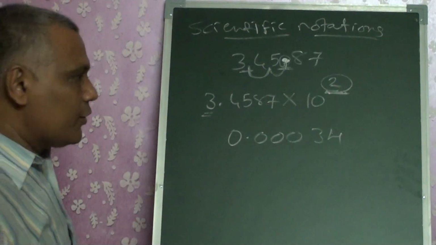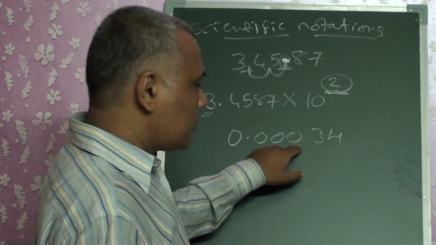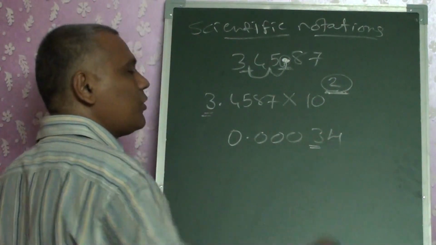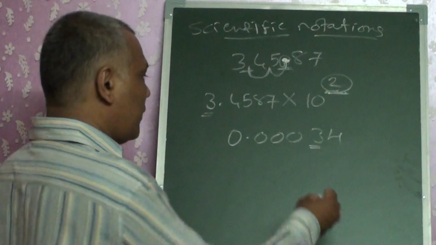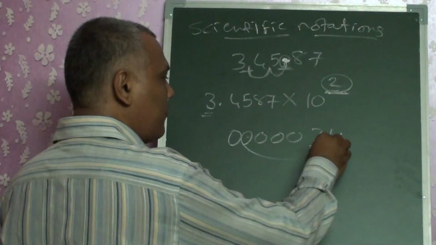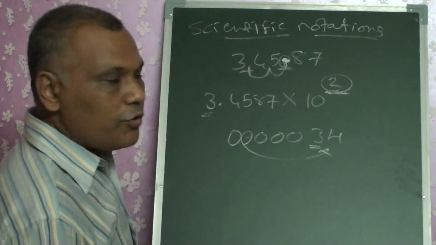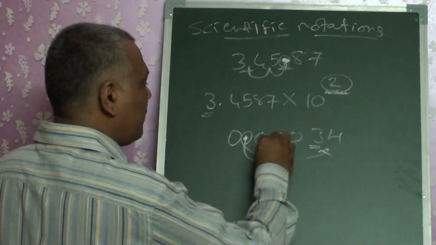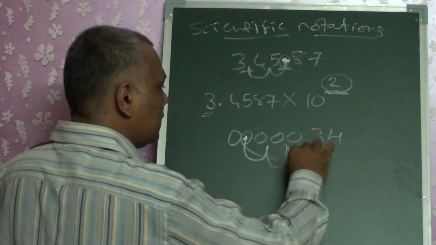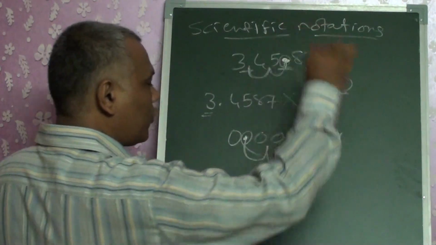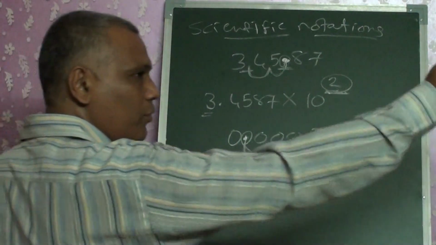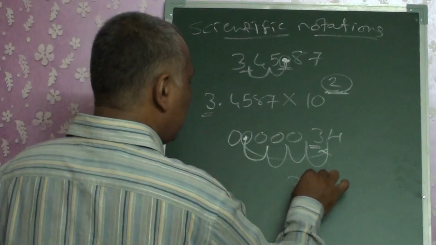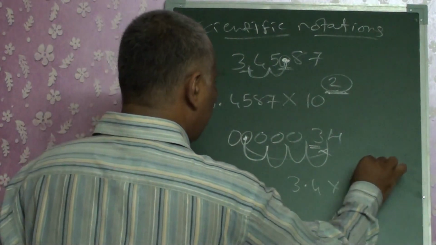But suppose the number is in this format, 0.0034. These are the zeros. My decimal should be after the first non-zero digit, which is 3, so my decimal should be in front of 3. So I will have to move this decimal one place, second place, third place, fourth place, but I moved it to the right hand side. When I move it to the right hand side, I will write the exponent as negative.